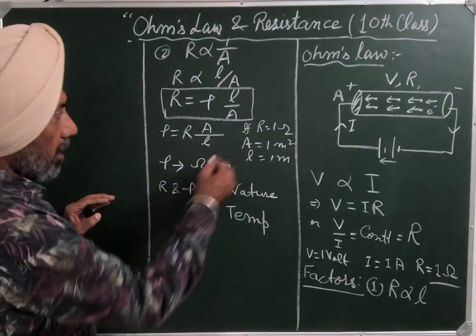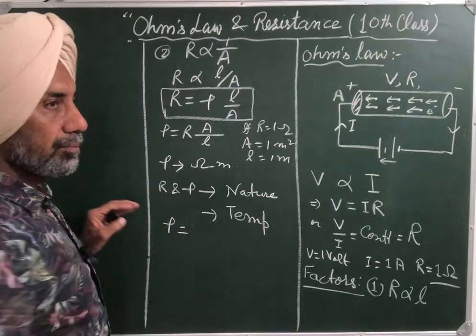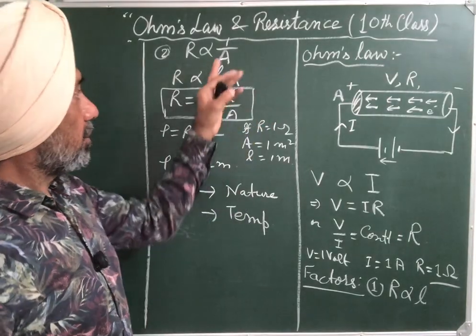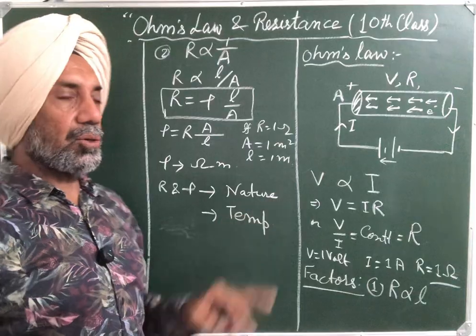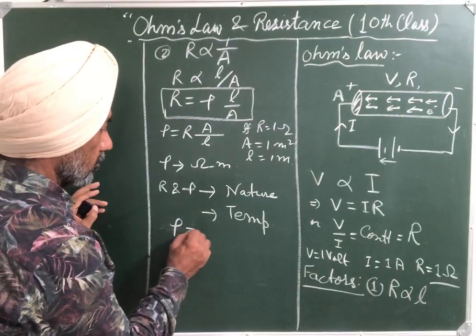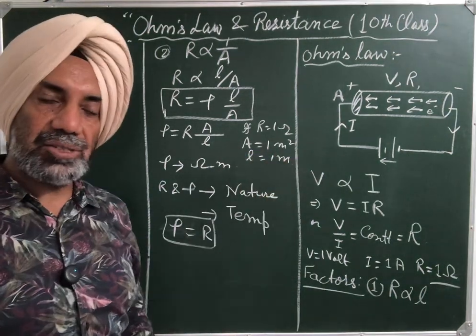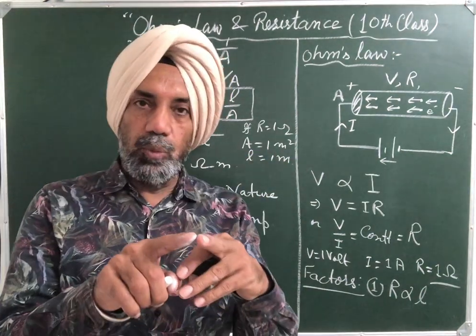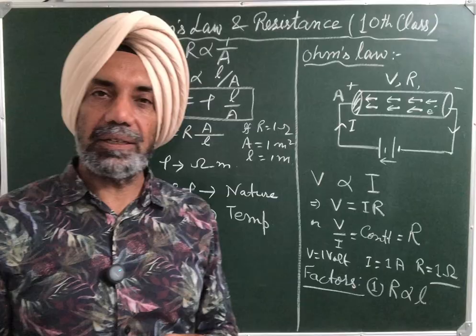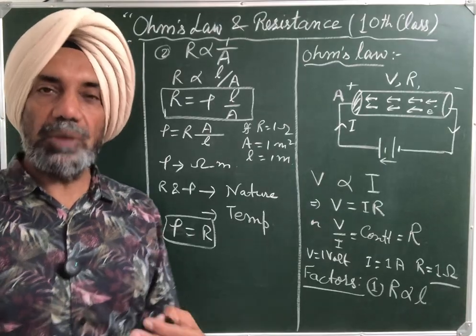Or you can say, if we take R equal to 1 ohm, when L is equal to 1 meter and area is equal to 1 meter square, then rho is equal to R. Means when we have a cube of side 1 meter, length 1 meter and area 1 meter square, resistivity is nothing but the resistance of the unit cube of the conductor.